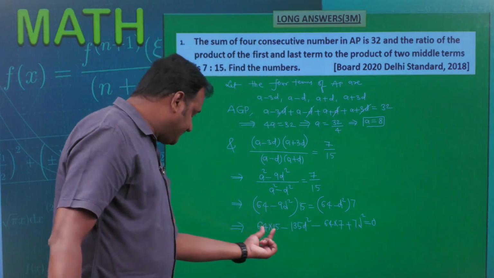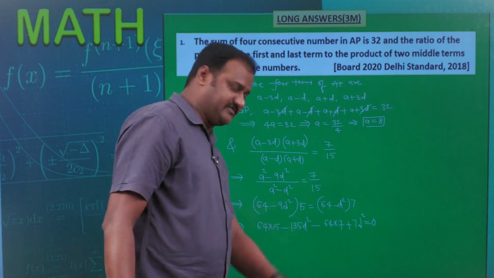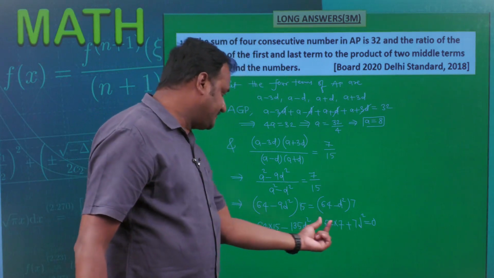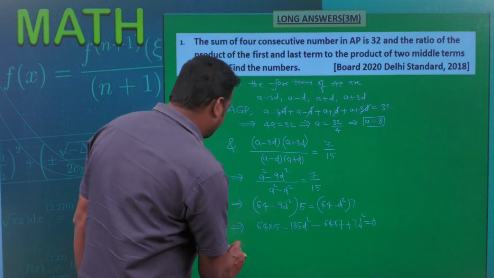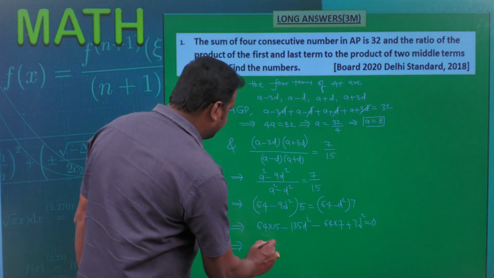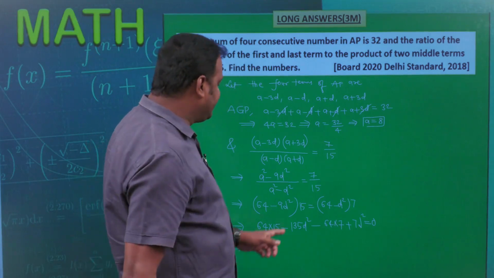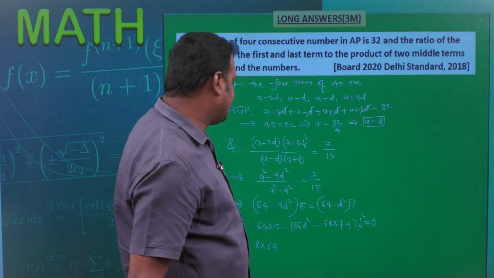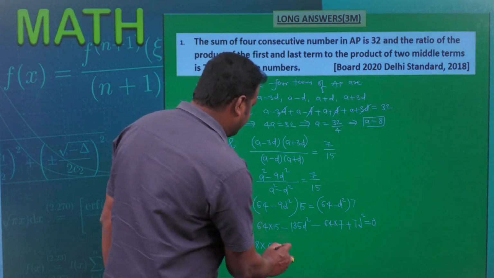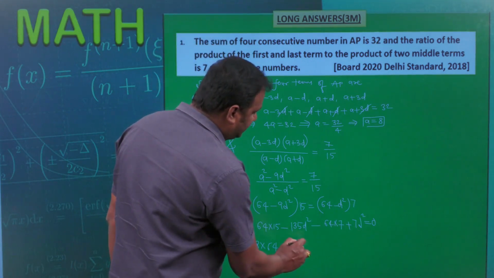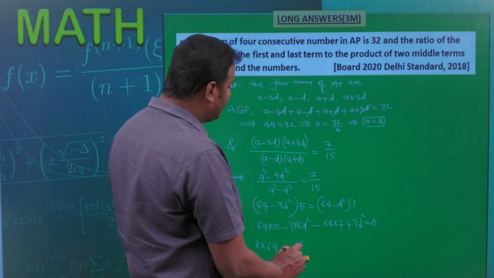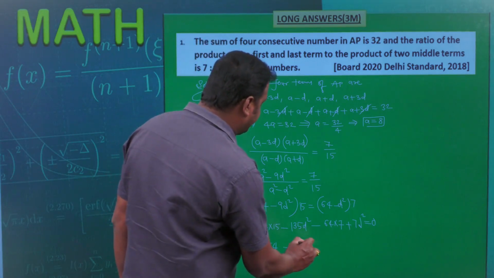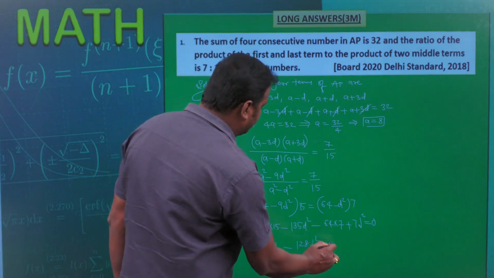Now see, these are 15 64s and these are 7 64s. So 15 64s minus 7 64s is equal to how much? That is 8 64s. And minus 135 plus 7. What is minus 135 plus 7? Minus 128. So minus 128 d square is equal to 0.